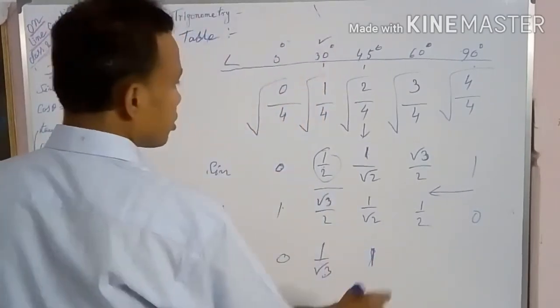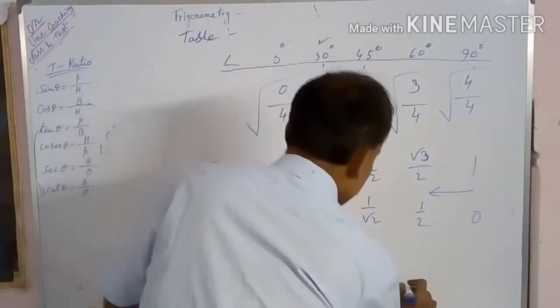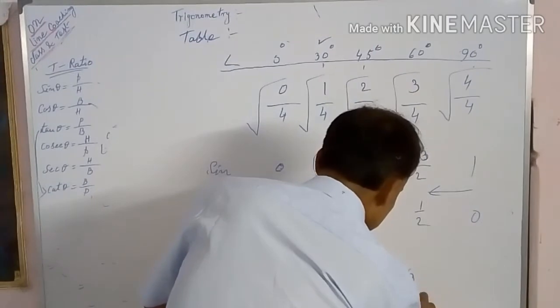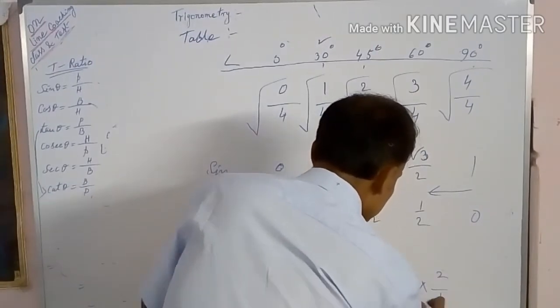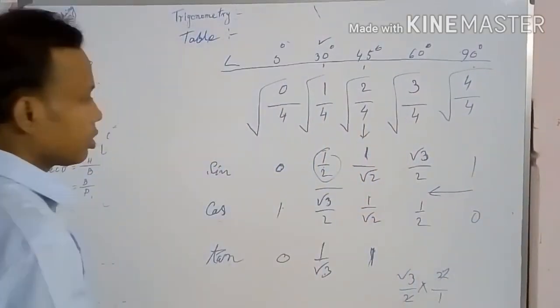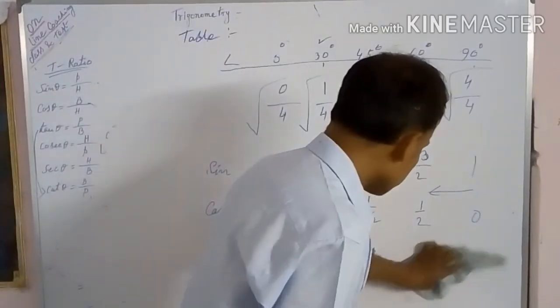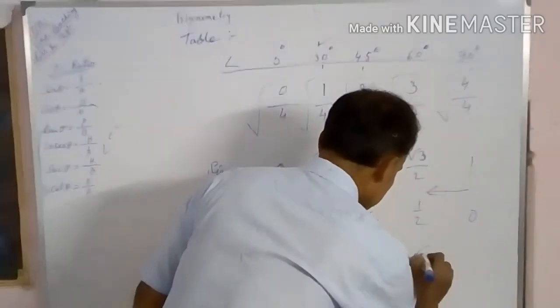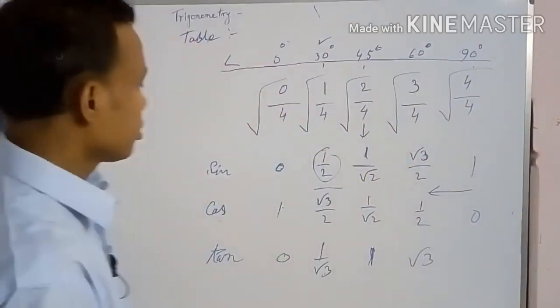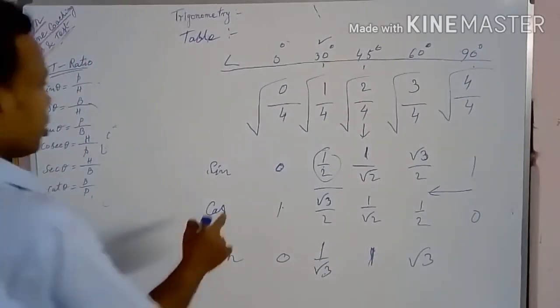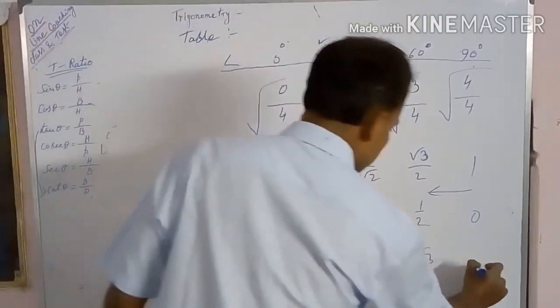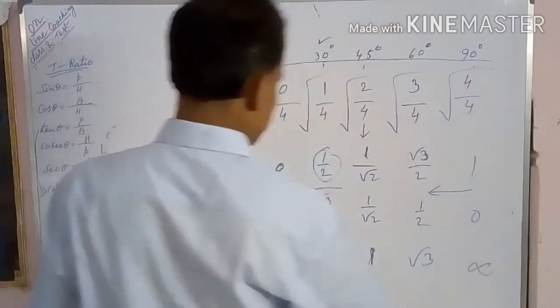If you divide these two values, that is root 3 by 2 into 2 by 1, the 2s cancel out, so that is root 3 only. And finally, if you divide sin theta by cos, 1 by 0 is equal to undefined, that is tan 90 is undefined.